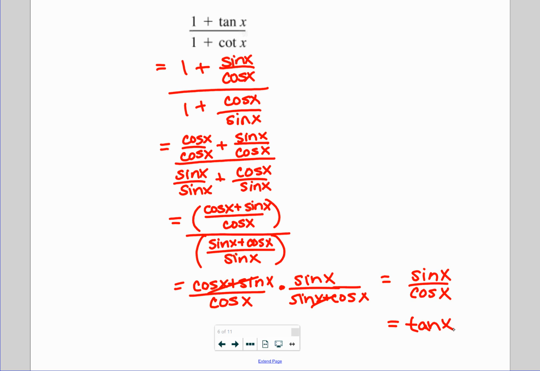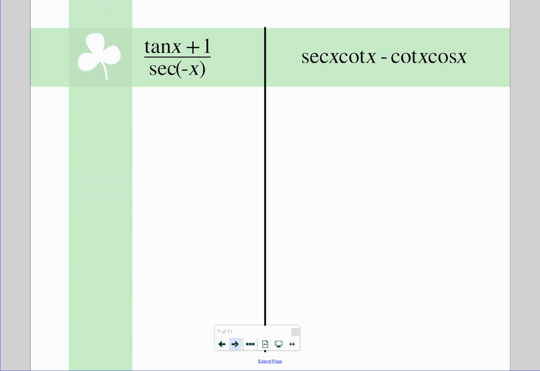Okay. All right. Let's look at an example that would have a negative inside the function. Okay, like our even odd identities. That's where we want to focus in.